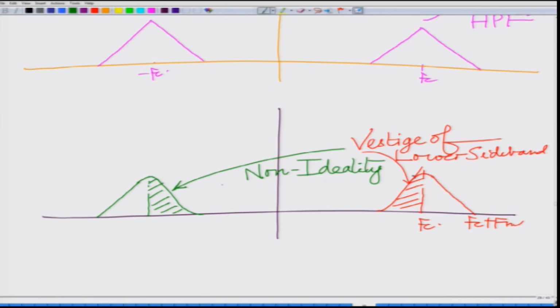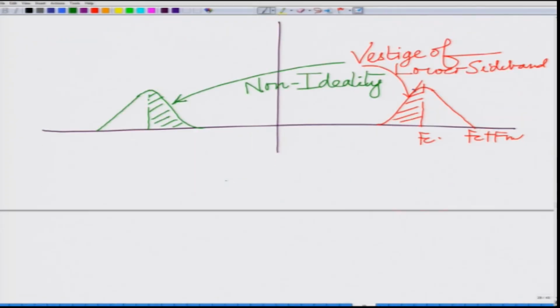Because you are passing this through a non-ideal high pass filter, which has a small transition band, that is, it is not exactly 0 for f less than fc and 1 for f greater than fc, it has a small transition band where it is transitioning from 0 to 1. It picks up a small portion of the lower sideband. This small portion is termed a vestige. A vestige typically means, in English, a small portion, a small piece. So it picks up a vestige of the lower sideband, hence this is termed vestigial sideband modulation.